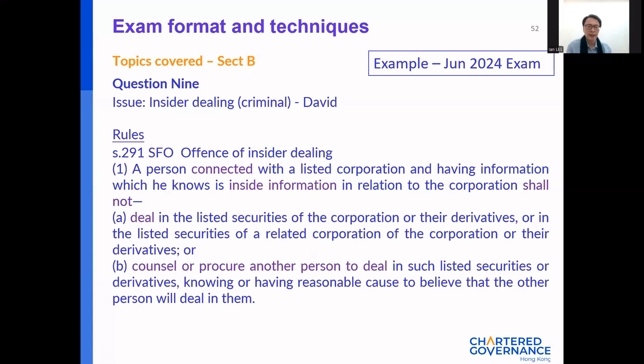So which offense is possible or likely to have been committed by David? I think would be Section 291 of the SFO, Securities and Futures Ordinance. In particular, subsection 1, a person connected with a listed corporation and having information which you know is inside information in relation to a corporation shall not deal in the listed securities or counsel or procure another person to deal. So clearly, I think this one is relevant. That's why it's worth discussing.